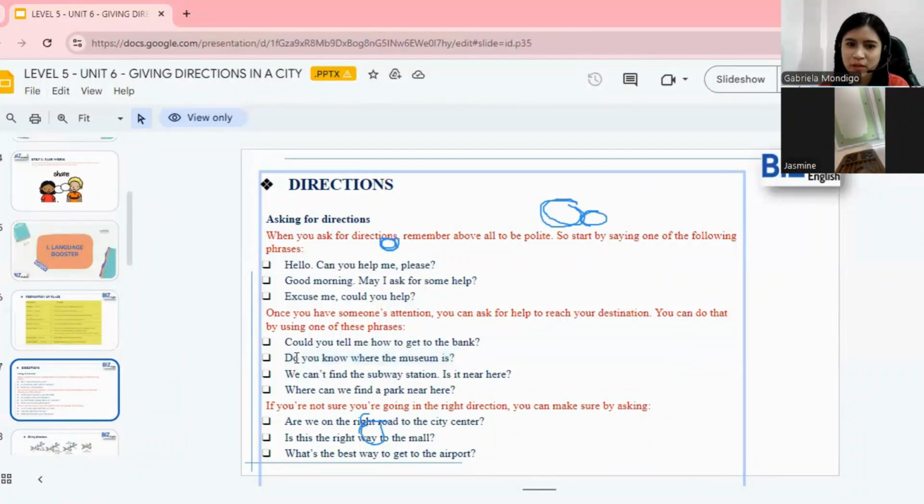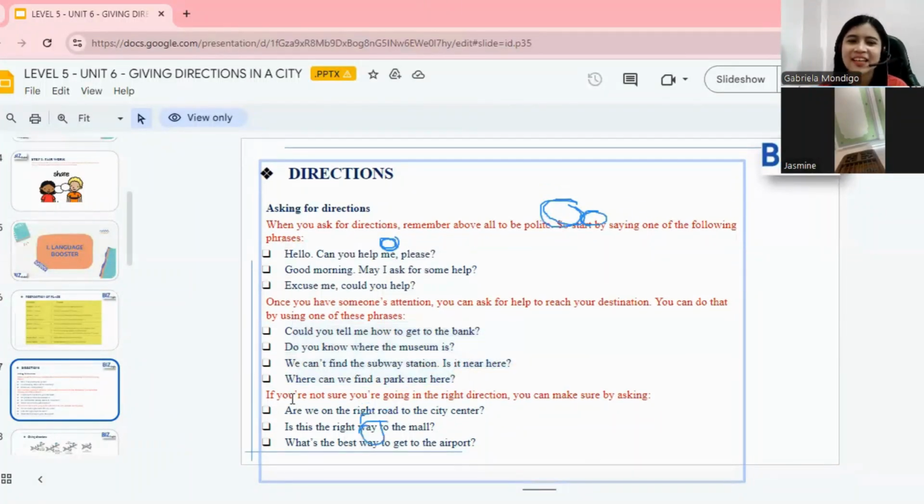If the WH question is in the middle, it should be like that. If the WH question is in the first part, it should be "Where is the museum?" Very good. Yes, I know it now. I can understand. Thank you for asking. Do you have questions in this part? No, I don't. No questions.